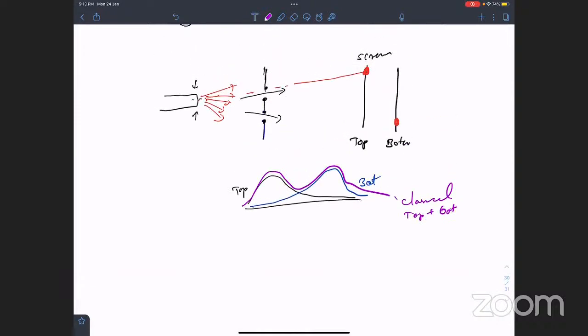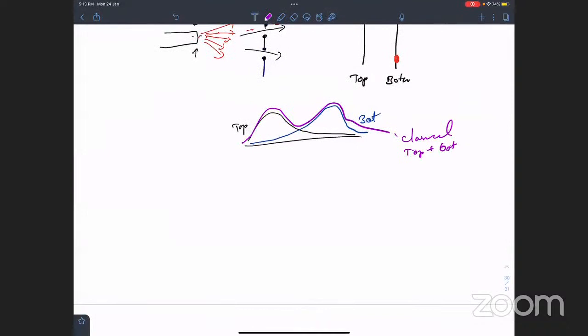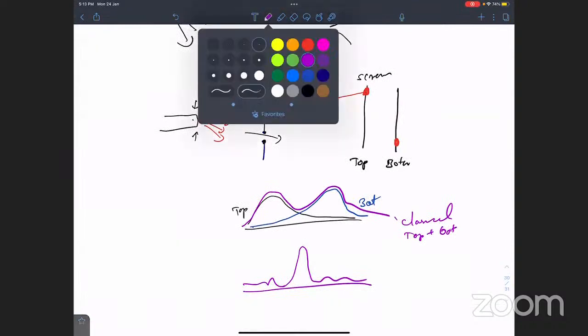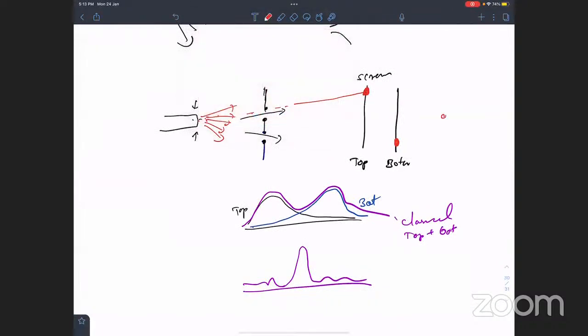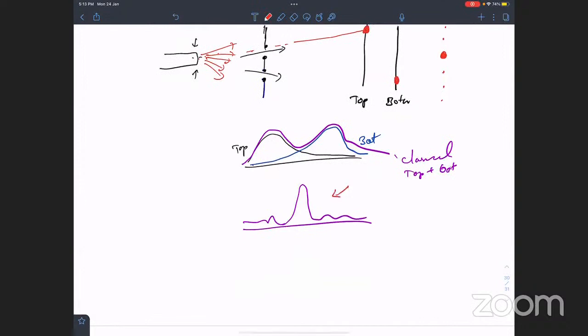But in actuality, the pattern looks very different. The actual pattern looks completely out of the ordinary. It actually looks like this. When both doors are open, it turns out the spot will come in the center, and there'll be extra spots a little bit outside as well, something like that. So this is a classic interference pattern.